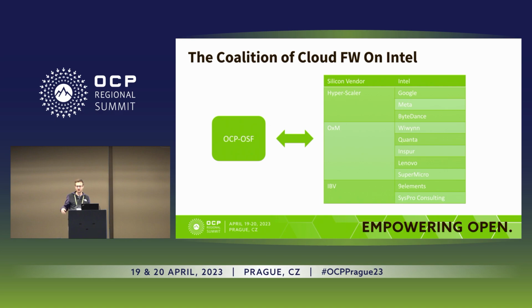How did that look in detail for the Open System Firmware group and for the cloud firmware initiative? Intel partnered with a couple of hyperscalers, namely Google, Meta, and ByteDance, and also pulled in a couple of OEMs: Wiwynn, Quanta, Inspur, Lenovo, and Supermicro. They also pulled in independent BIOS vendors who are very specialized in open source firmware development. That's us, 9elements, and also Sysprobe. The whole effort was steered by the Open Compute Open System Firmware project, organizing and bringing everyone together.